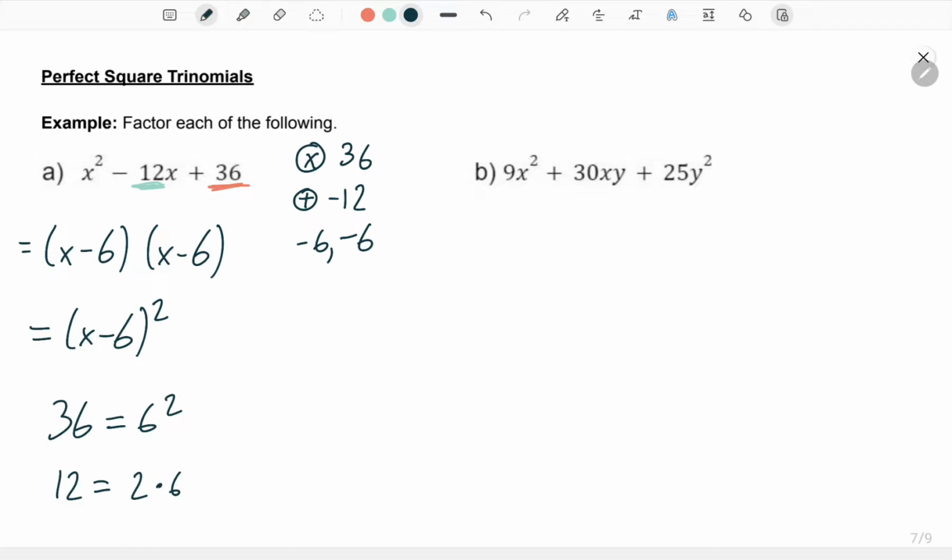Those two parts are going to be the keys. So let's see how that works if we have a little bit more of a complicated one. For this more complicated one, we can see right away that 25y squared is again a perfect square. So you could theoretically take the square root of that and you would get 5y.